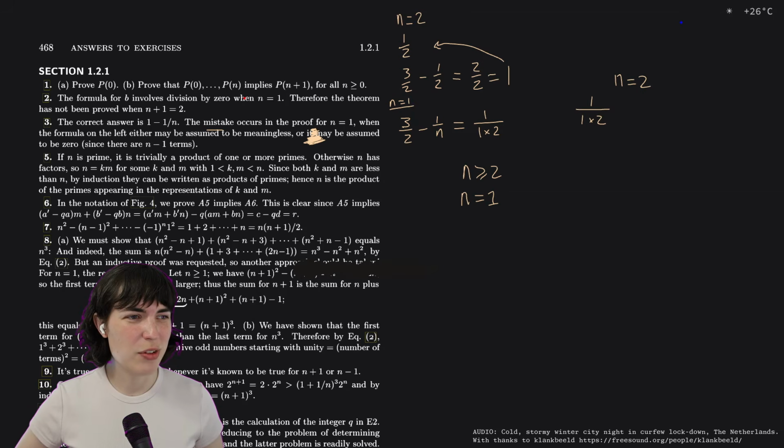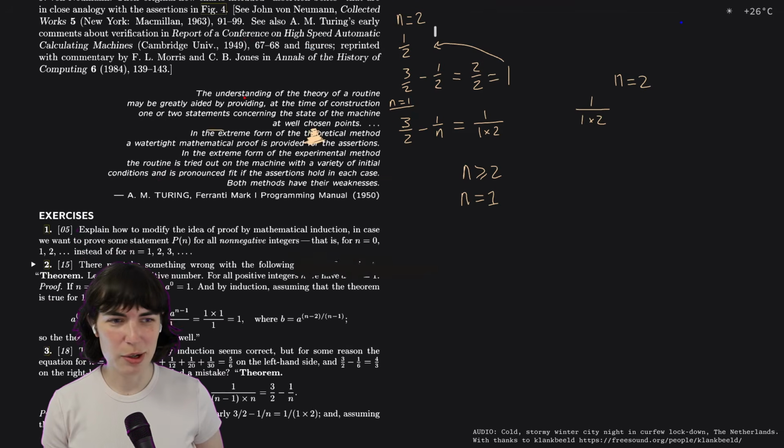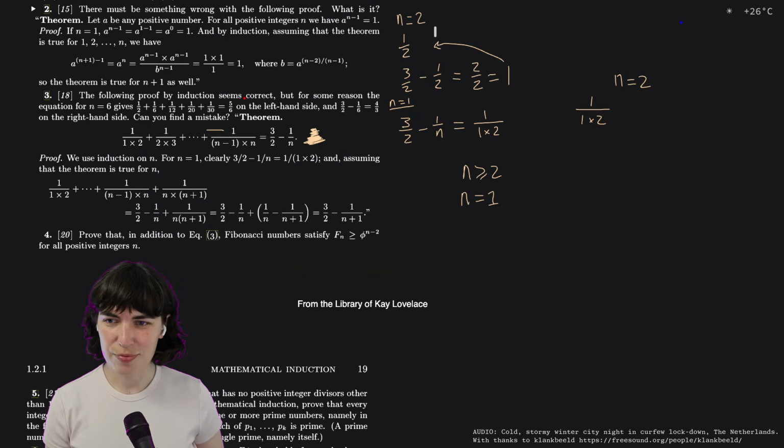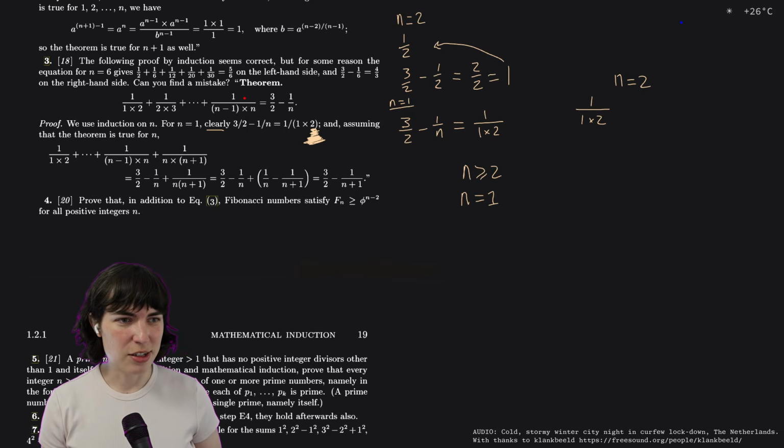The mistake occurs in the proof for n equals 1, when the formula on the left may be assumed to be meaningless, or it may be assumed to be 0, since there are n minus 1 terms. Okay. Well, that's roughly what we got to, right? Exciting stuff. That's what Foucault was saying, but in more mathematical terms. Here n equals n minus 1. Yes, that's right. I understand what you were saying now, Foucault.